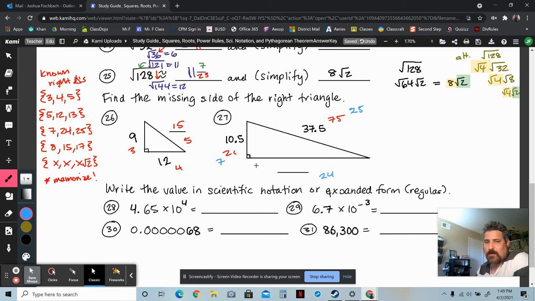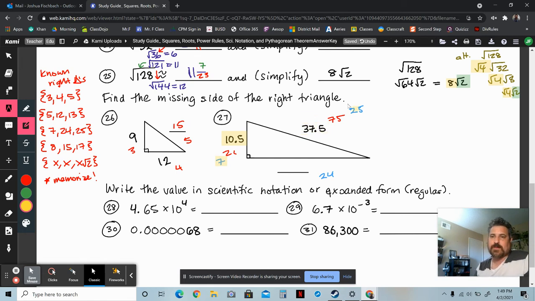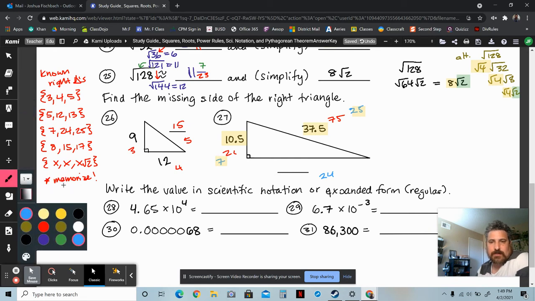But what's the scale factor? Well, how do you get from 7 to 10.5? It looks to me like it's going to be 1.5 times 7. How do you get from 25 to 37.5? Looks like it's going to be 1.5 times 25. So it looks like the scale factor here is 1.5. So what's 1.5 times 24? Well, it's 24 plus half of 24, so 24 plus 12, which is going to be the answer, 36. So you could have used your known right triangles to solve that and put 36 there, right?